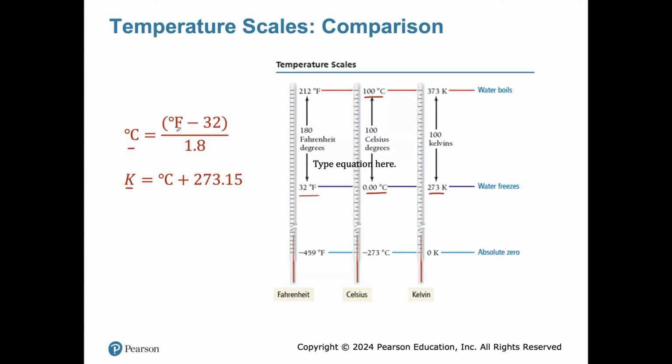Celsius is equal to Fahrenheit minus 32, divided by 1.8. And then we can calculate Kelvin based on Celsius. Kelvin is equal to Celsius plus 273.15. So in chemistry, we commonly use Kelvin or Celsius. We rarely use Fahrenheit. If you're given Fahrenheit, you should be able to convert Fahrenheit to Celsius and then to Kelvin as needed.